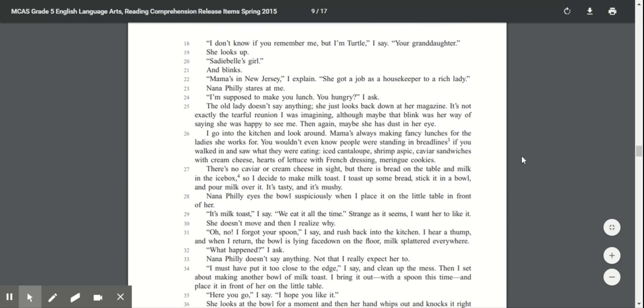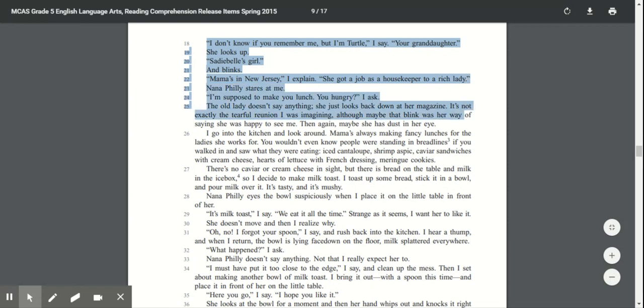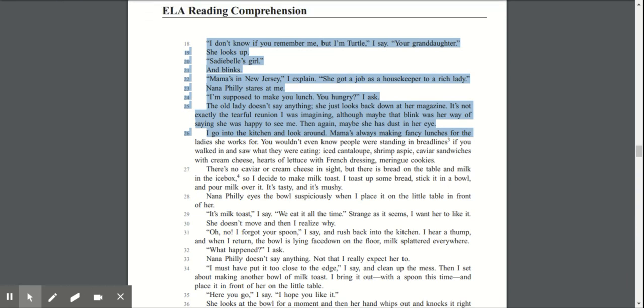Okay. So realize when she first comes in, it's just, "I don't know if you remember me, but I'm Turtle. I say, your granddaughter." So this is all the little bit of information that we have right before, right? So it also connects to after the first convo, Turtle can't quite determine how Nana feels about seeing her. They didn't cry after seeing each other for the first time. Nana Philly just blinked. So clearly, Turtle is feeling some type of confusion because she's not really getting a reaction from Nana Philly. And again, this is their first time meeting.